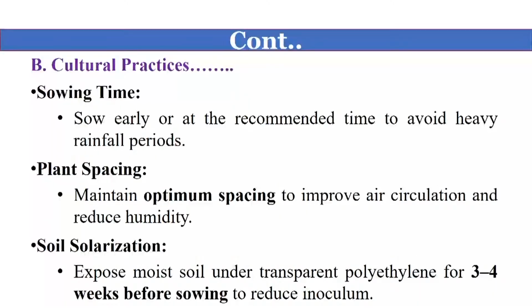Dear learners, in cultural practices you also have to maintain the sowing time. Sow early, at the recommended time, to avoid heavy rainfall. Plant spacing: you have to optimize the spacing to improve air circulation and reduce humidity. And soil solarization is one of the better techniques you can apply, with transparent polythene sheet, 2 to 3 weeks before sowing to reduce the inoculum level.